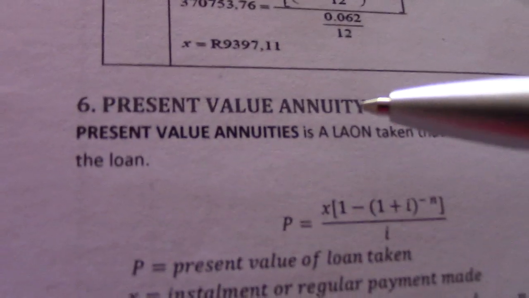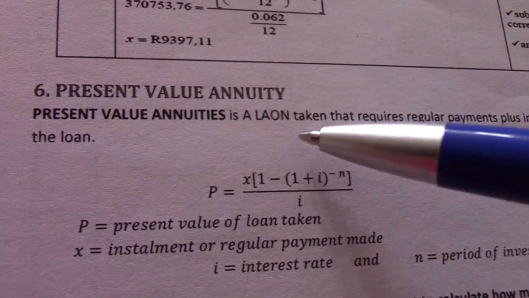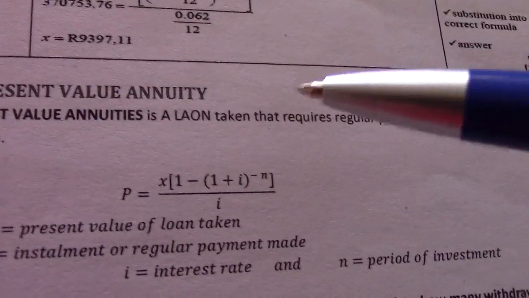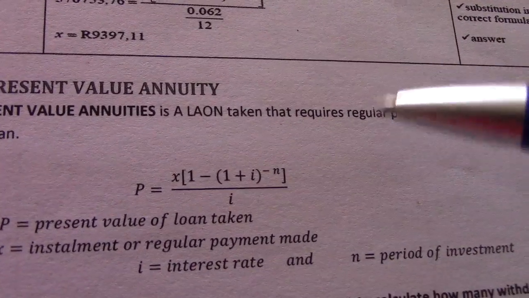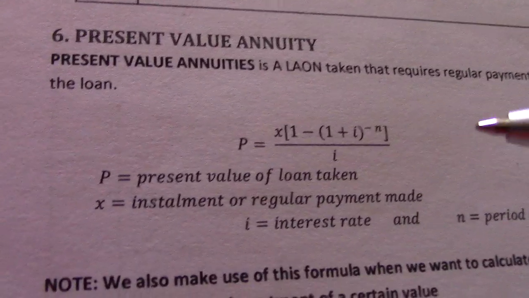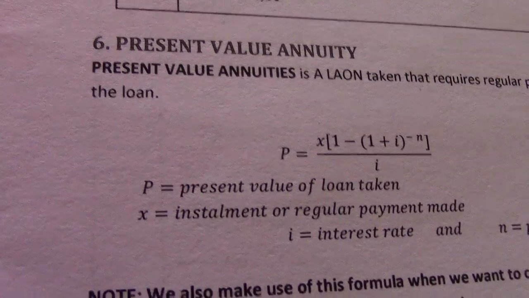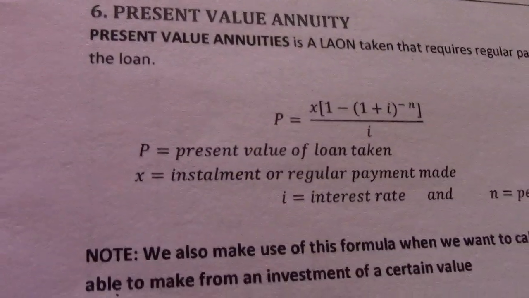I'm Mr. Simons and now I'm looking at present value annuity, right? So present value annuity is generally a loan taken over a long period of time that requires us to pay every month plus interest payable on the loan. So as soon as we make regular payments on the loans, we generally end up using present value annuity.